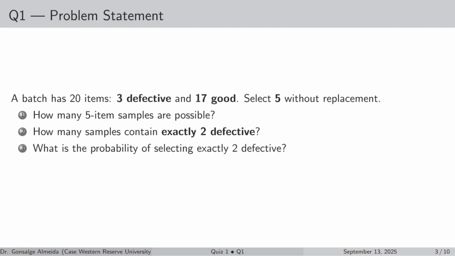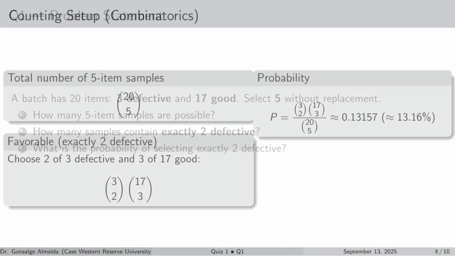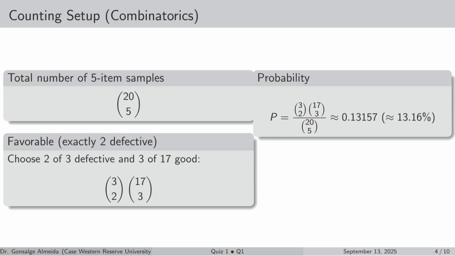We have to answer the probabilities for these questions. How many 5-item samples are possible? How many samples contain exactly 2 defective, and what is the probability of selecting exactly 2 defective? We learned these equations in the Combinatorics chapter 2, so you can find all the probabilities using these equations.